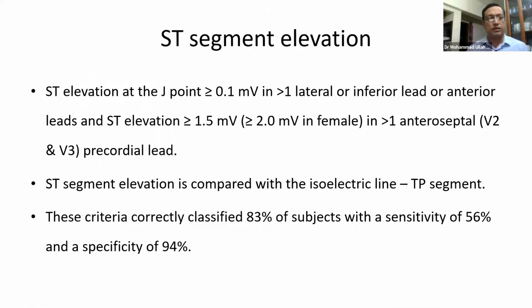So how do we define this ST elevation? This ST elevation is measured at the J point. That means where the S wave ends and the ST segment starts. If it is 1 millimeter or 0.1 millivolt or more in elevation in lateral, inferior or anterior leads, or in case of V2, V3, if it is more than 1.5 millivolt, then it is known as significant ST segment elevation. ST segment elevation is compared with the isoelectric line, that is the TP segment. And this criterion correctly classified with a sensitivity of around 56% and a specificity of 94%.